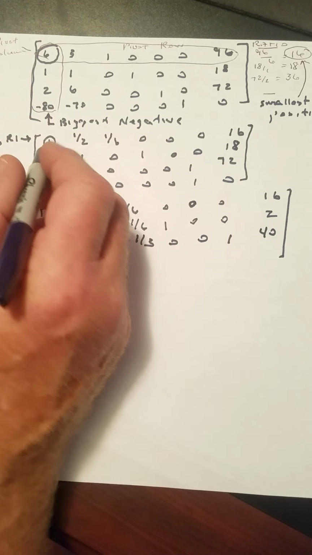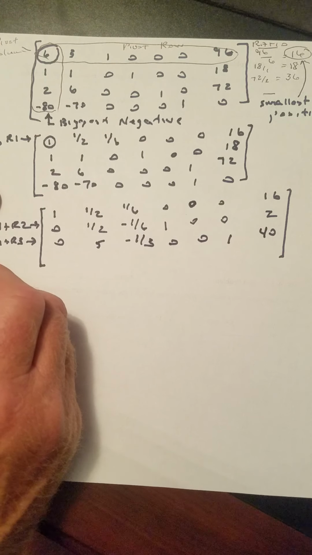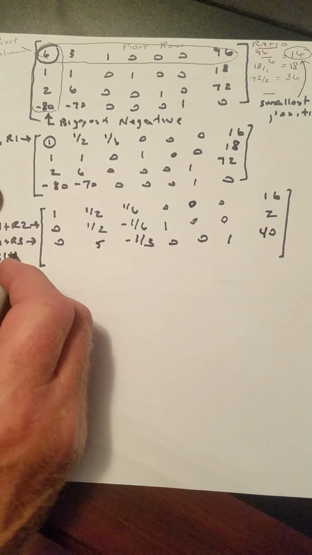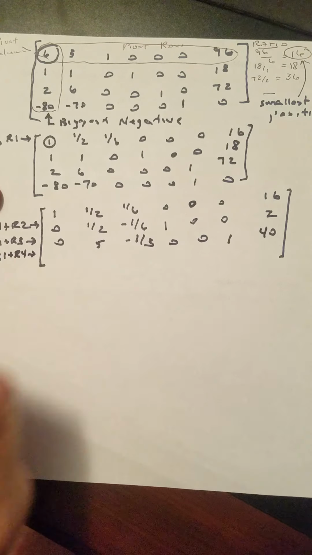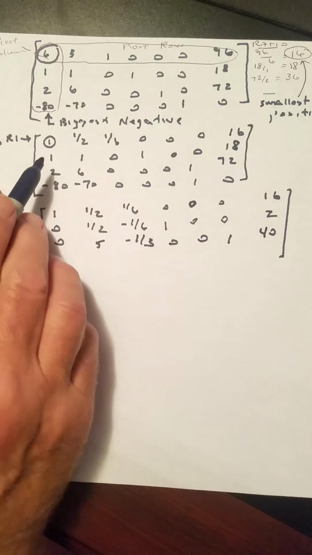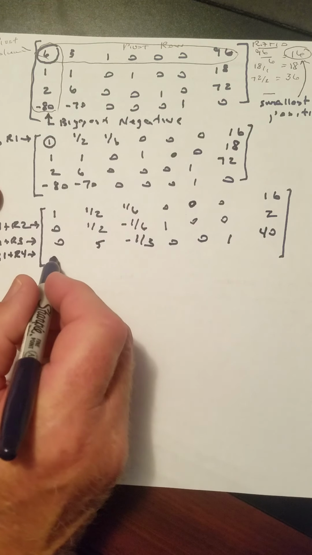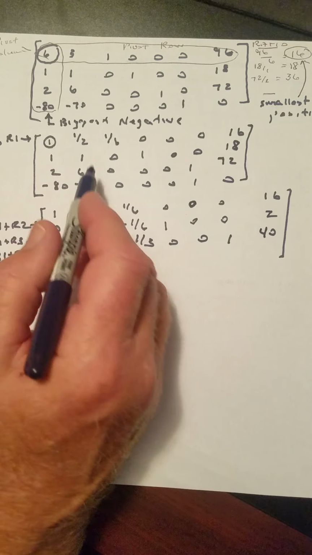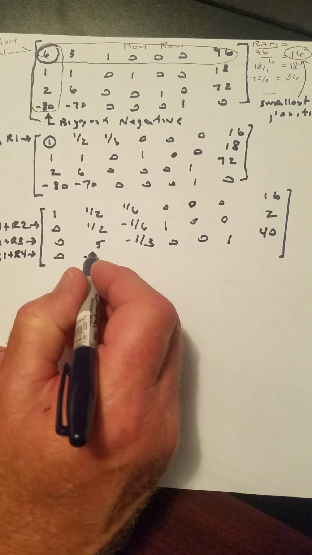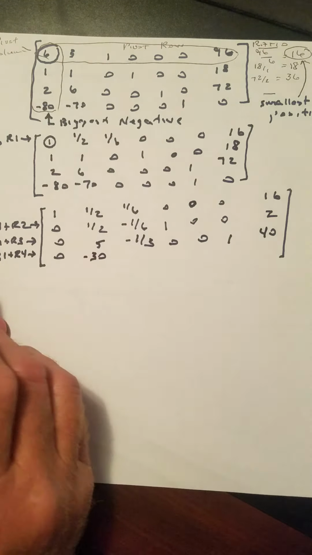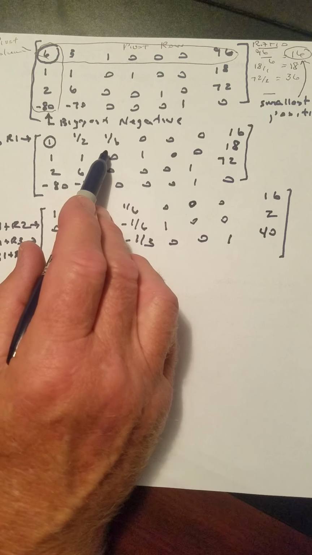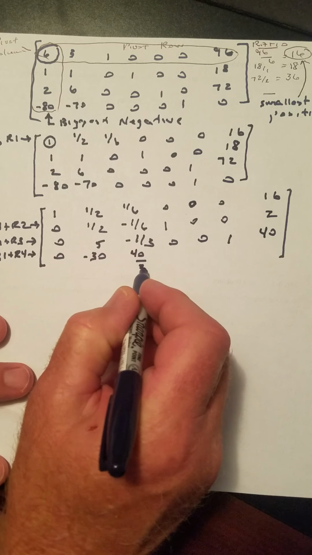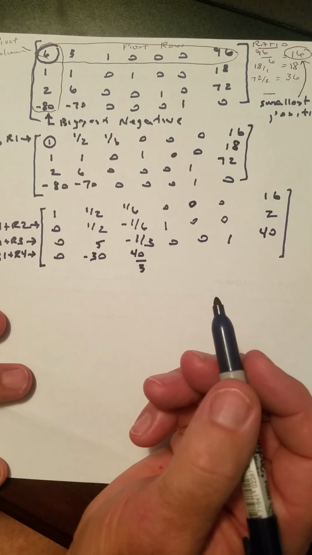And then the bottom row we're going to multiply by 80 times row 1 plus row 4. 80 times 1 is 80 plus negative 80 is 0. 80 times a half is 40. 40 plus negative 70 is negative 30. 80 times 1/6, that's 80 over 6 or 40 over 3, and I'm just going to leave it like that. That's a little awkward, but that's okay.